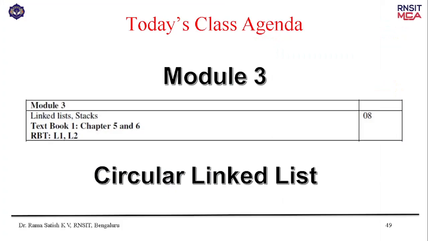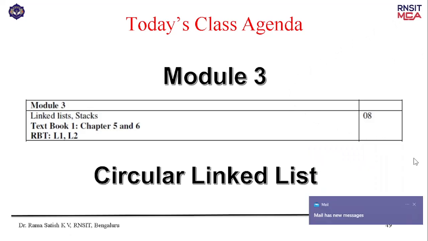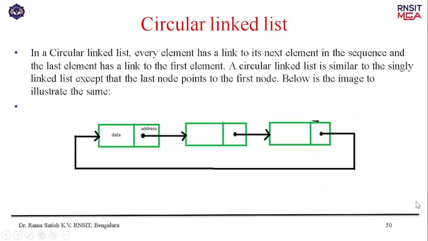Today we will be discussing one of the very important concepts, the circular linked list. So, in a circular linked list, what happens? A linked list has two parts, a data part and an address part. The address part will be pointing to the next node. The last node of the circular linked list is pointing to the first node. That is the thing that you should understand.